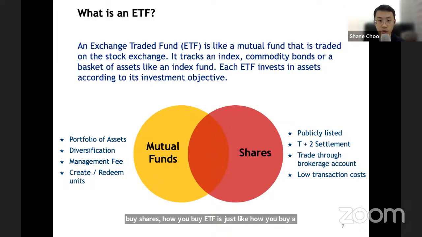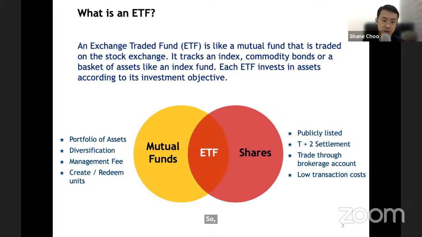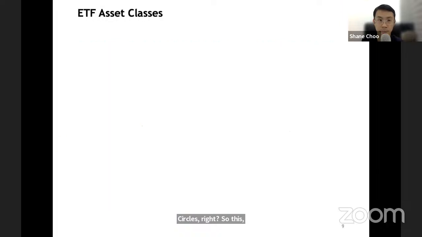Because it's publicly traded, you don't have to go through an agent or unit trust consultant who sells the unit trust to you. So sharing the best of both worlds is actually the exchange traded fund. So that sits in between these two circles, right? So this ETF shares the characteristics of both worlds.